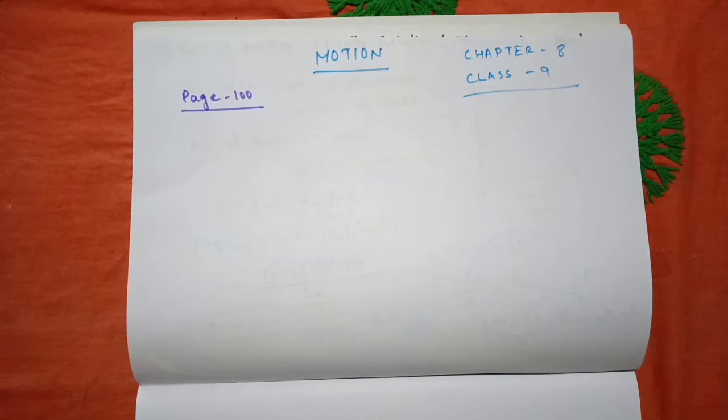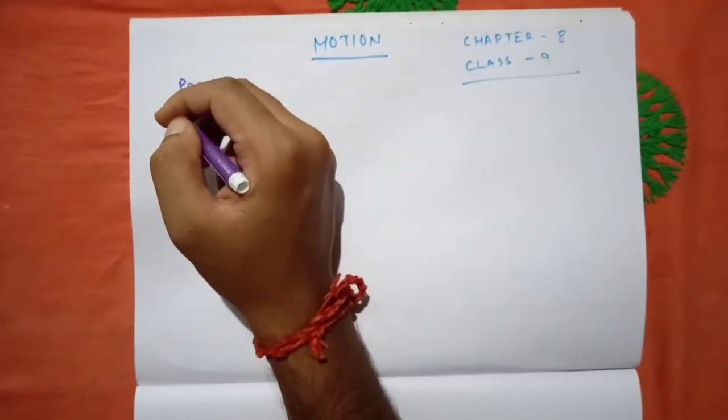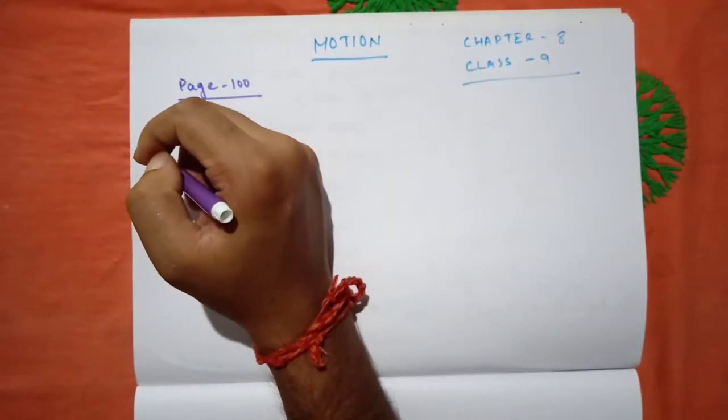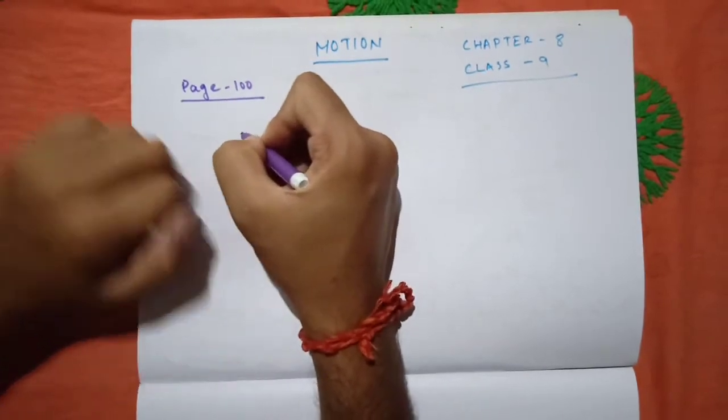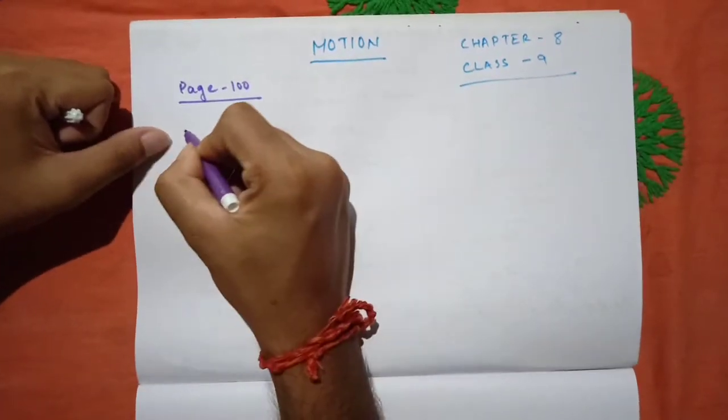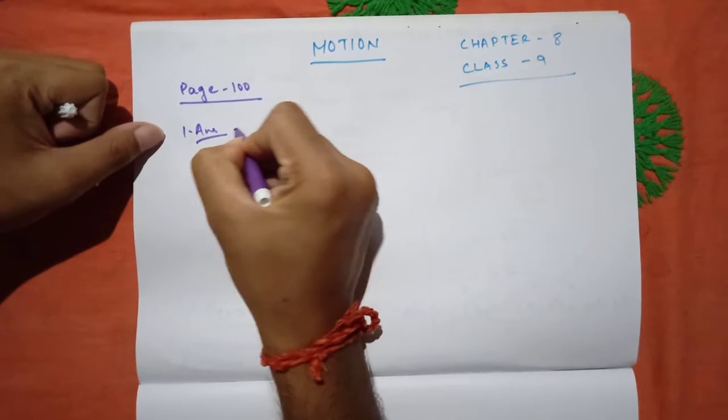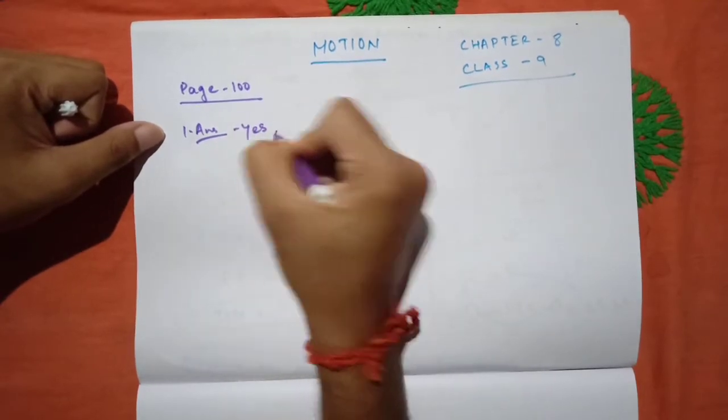So let's start from the first question, which is: an object has moved through a distance. Can it have zero displacement? If yes, support your answer with an example. So in this question it is asked that an object which has moved through a distance, can it have a zero displacement? The answer is yes, it can have zero displacement.